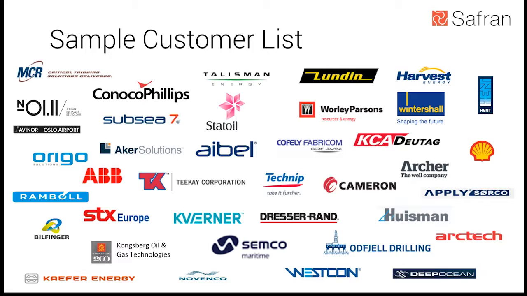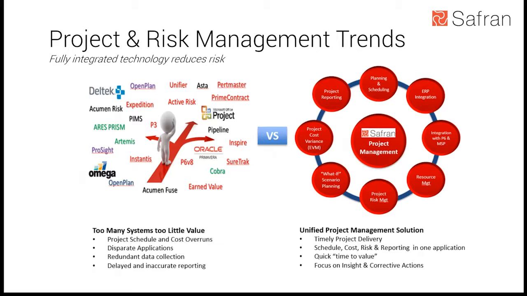We're not just exclusively used for the largest and most complex projects. Companies like Statoil use us as a standard throughout their organization for delivering all their small, medium, large, and complex projects. So we can be used across all areas of the organization for projects of any size. And I mentioned earlier that our exclusive focus on this space is another core differentiator of Safran.